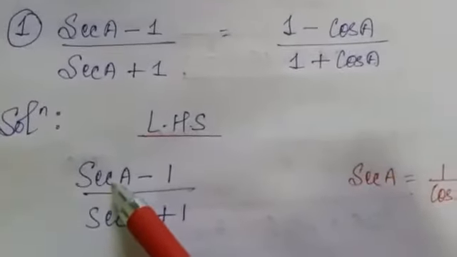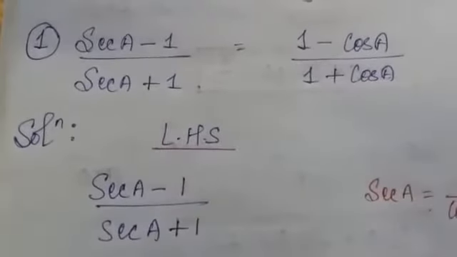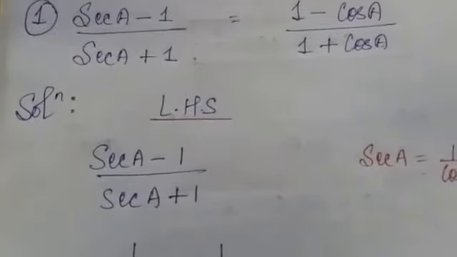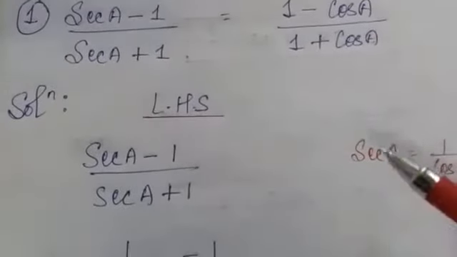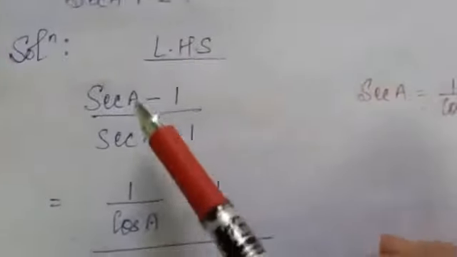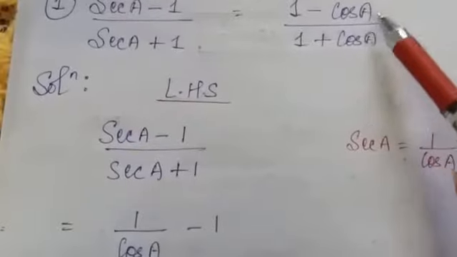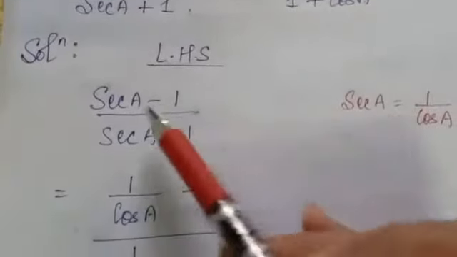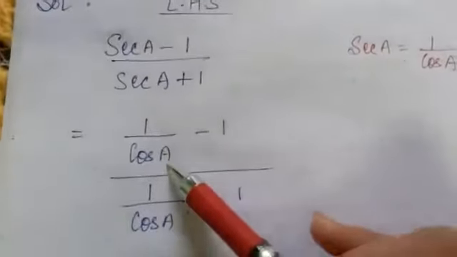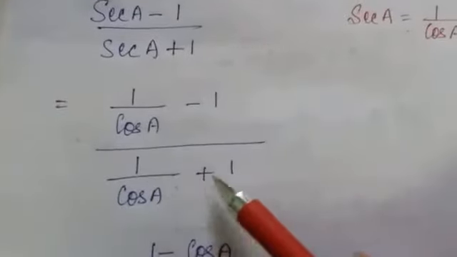Sec theta, here is sec theta, and if you see the right hand side there is cos theta. Now you have to find out the relation of sec theta with cos theta. Now we know sec theta and cos theta are reciprocal. So in place of sec theta we can write 1 by cos, because we have to prove answer in terms of cos. So in place of sec theta we will write 1 by cos a minus 1. In place of sec, 1 by cos plus 1.